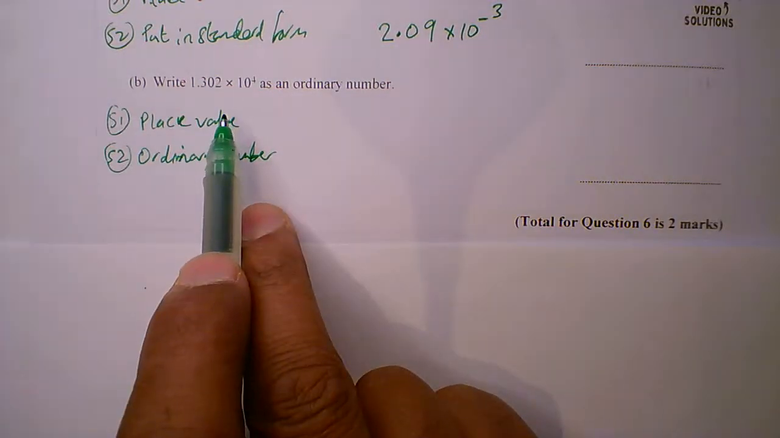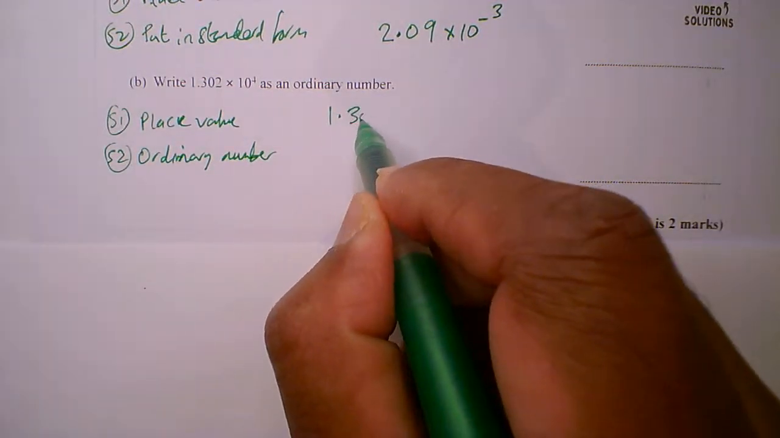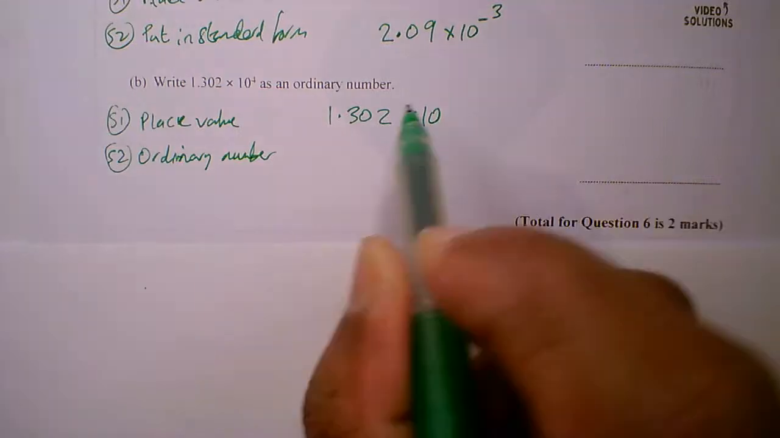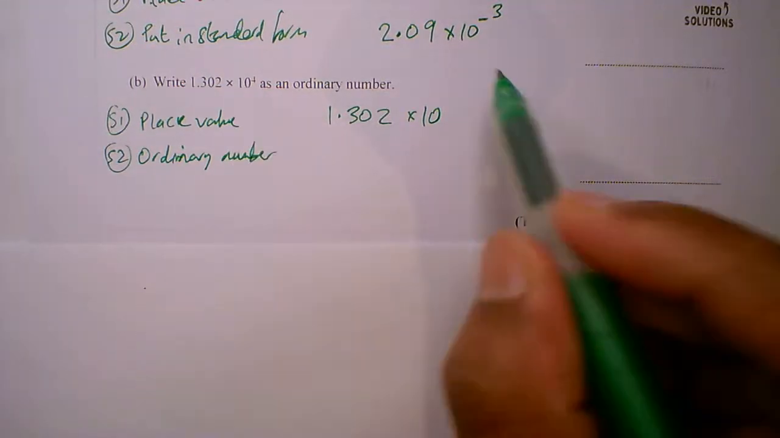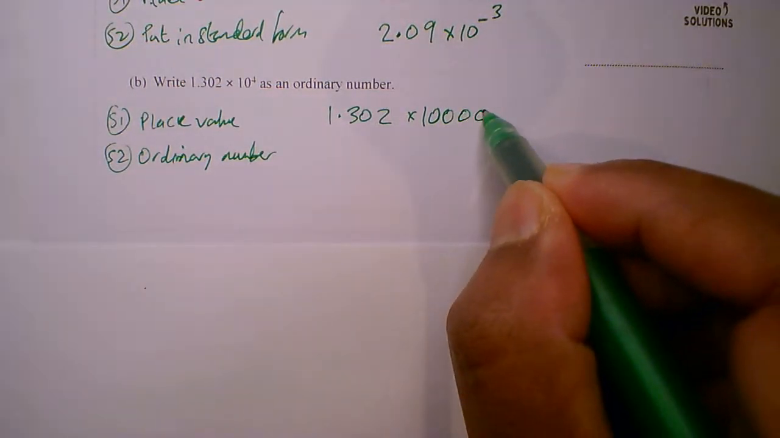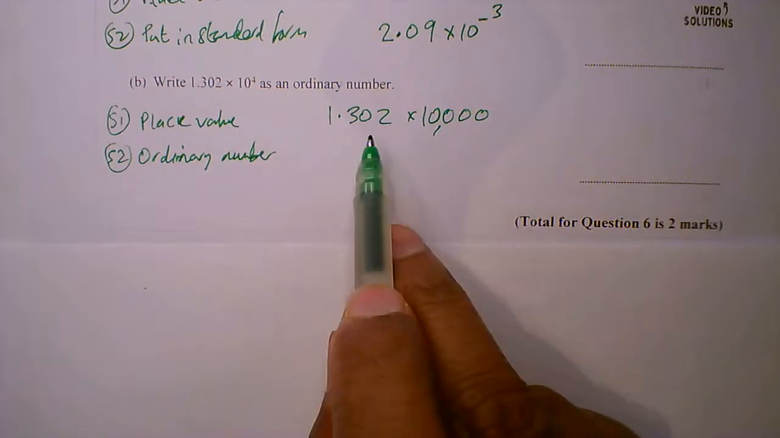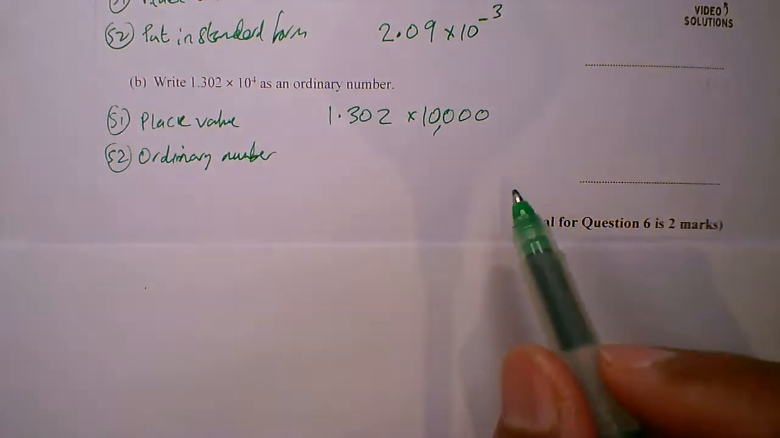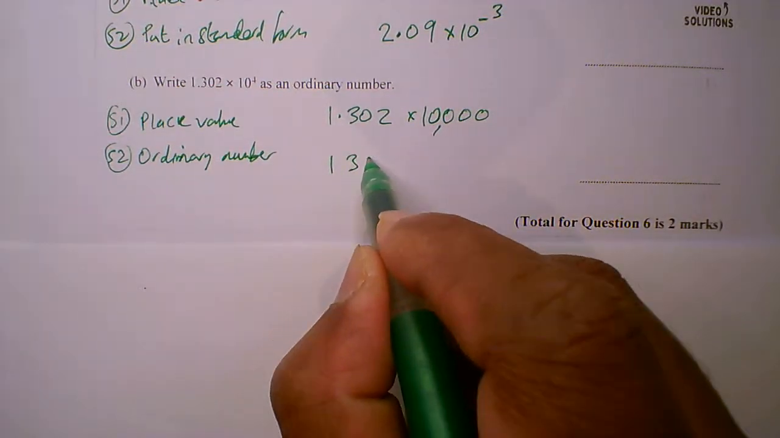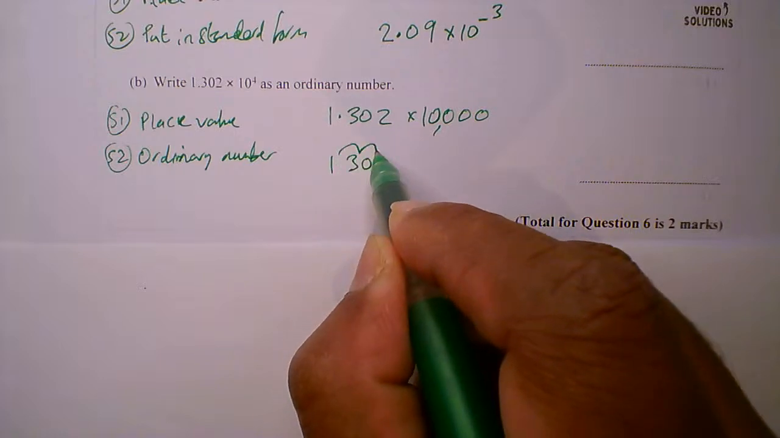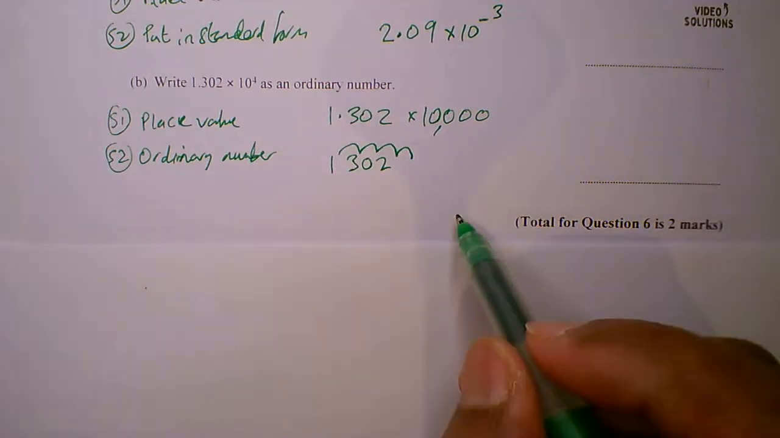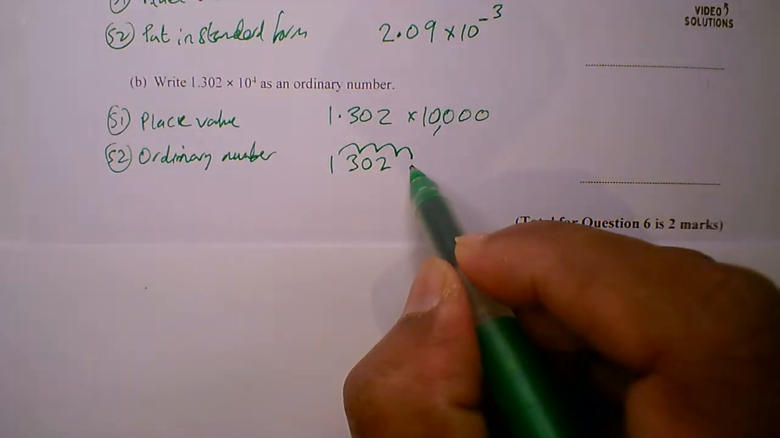So this is 1.302 times 10 to the power 4, which is 4 zeros: 1, 2, 3, 4 zeros. So that's just multiplying it by 4 place values. So I'm going to put 1302, and 1, 2, 3, 4 place values there. So that's where my decimal point would go.